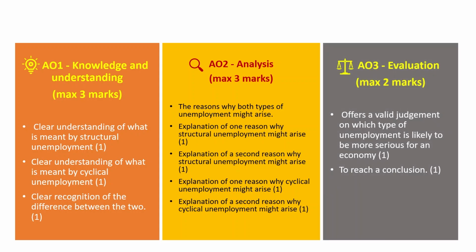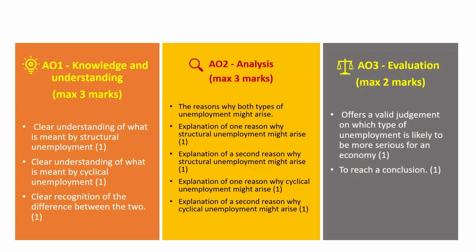The AO3 objective is based on the command word consider. You remember the question was consider which of these types of unemployment is likely to be more harmful to an economy. So now we need to look at both structural unemployment and cyclical unemployment. So you need to give one evaluation point here. So usually you will find that structural unemployment is generally more harmful because it's long term, it leads to skills erosion. It is very hard to address this problem through an economic policy.